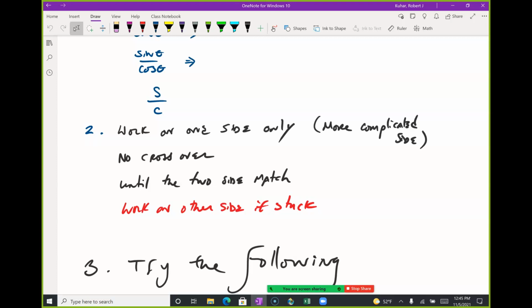You're trying to get the two sides to match. If you get stuck on one side, you can start working on the other side, and that's fine. You can work on the left side and get it all the way down to match the right side. You could work on the right side, get it all the way down to match the left side. Or you could work on the left side, get stuck, and work on the right side until it matches. Vice versa. Okay?